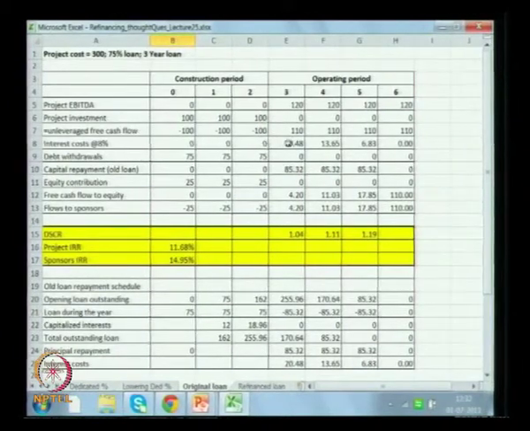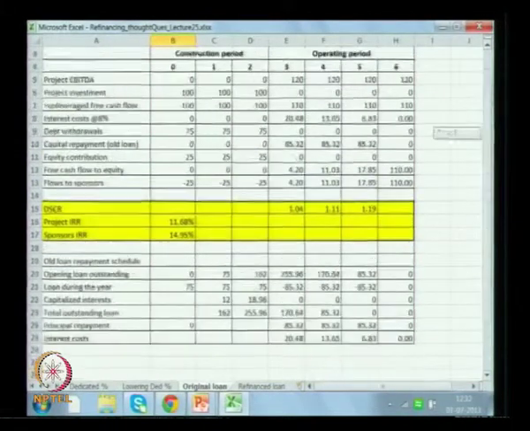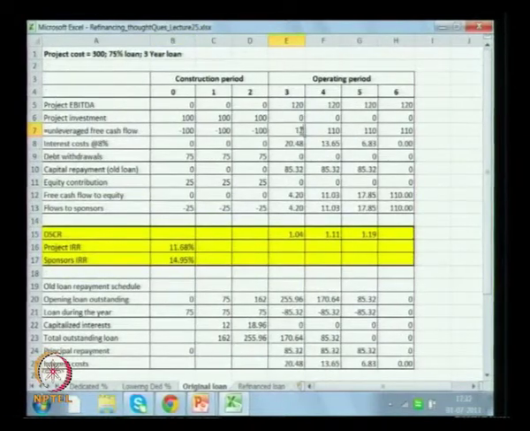In the operating period, the free cash flow is nothing but the project EBITDA. Actually there is a small error here. This is not 110, but this equals the project EBITDA. So I am going to make it equal to the project EBITDA, so this becomes 120, 120.